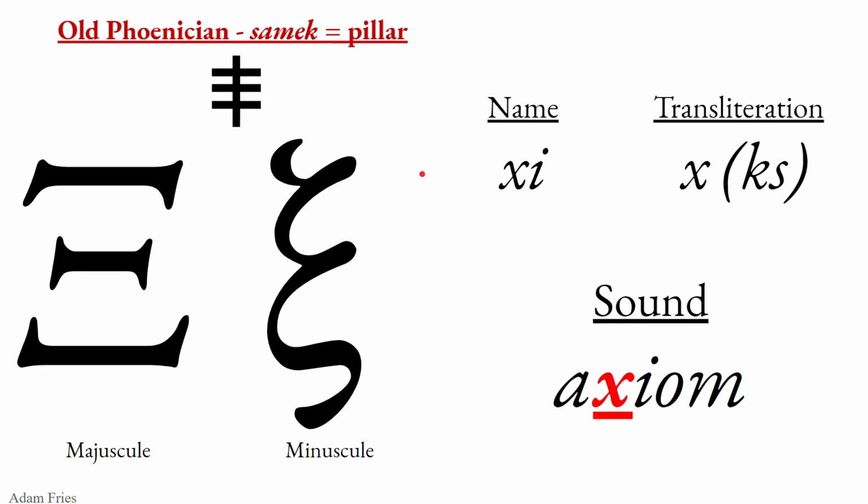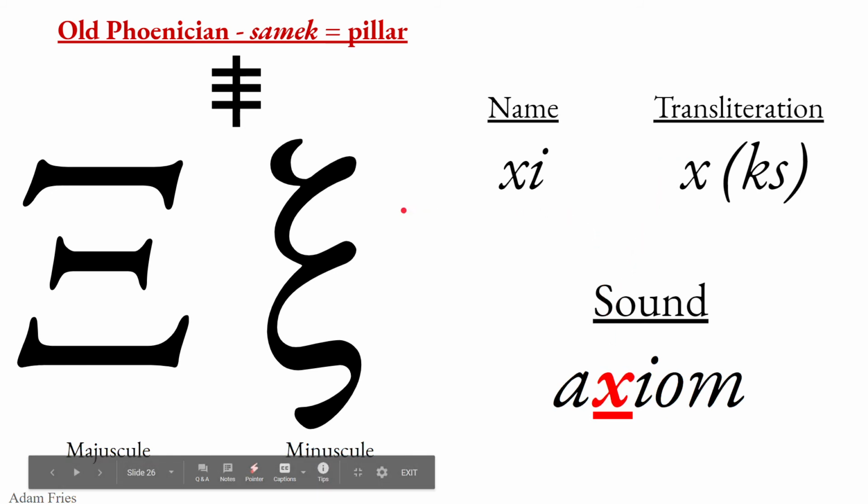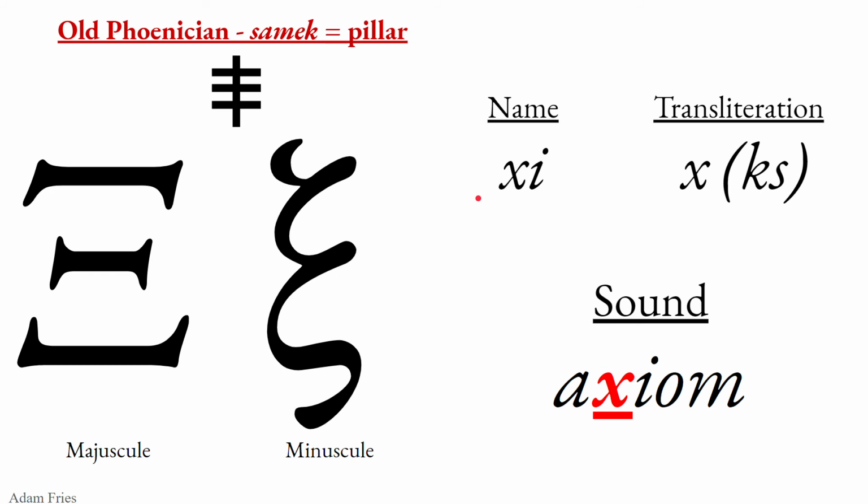Samek. I've heard this means pillar, but I've also heard that is not true. Pillar or support. Samek gives us the Greek xi. So x is just K and S together. So x, xi. Axiom. Greek does like to start some words with a xi. So have fun with that, like xenos.